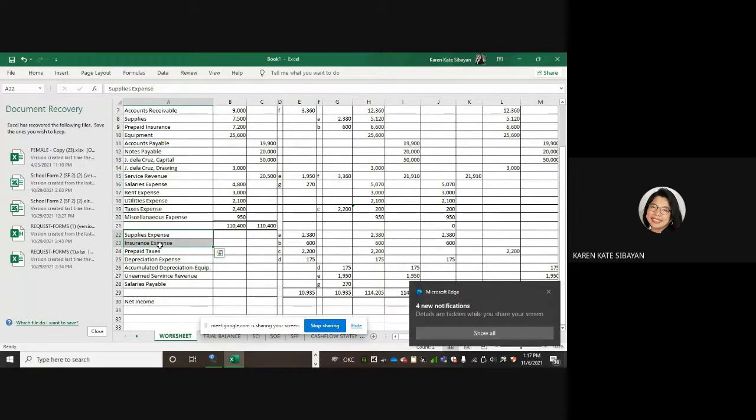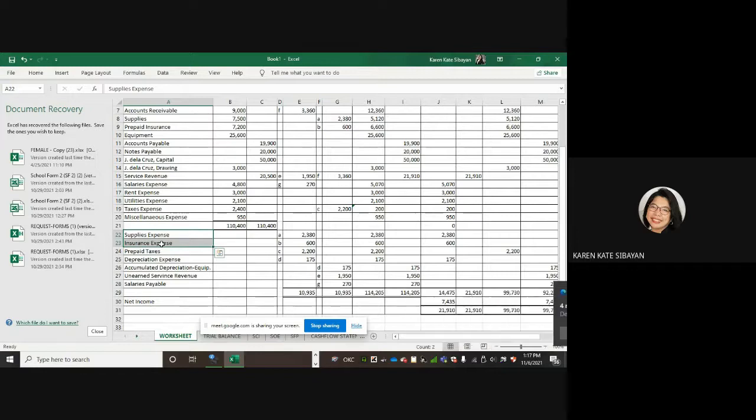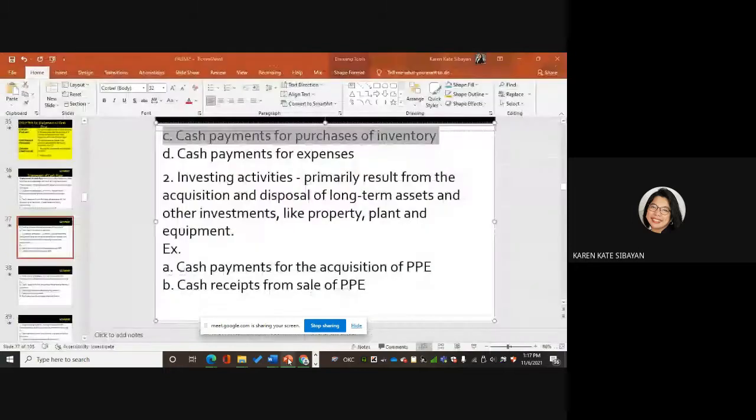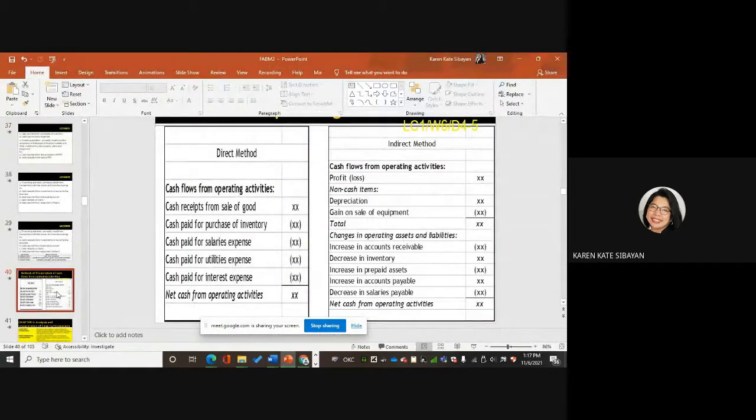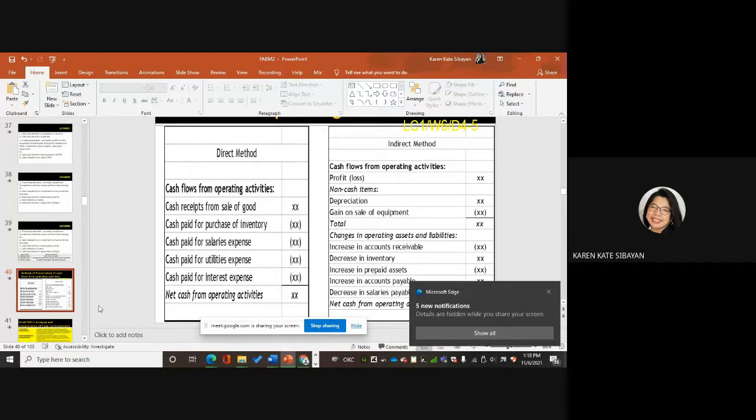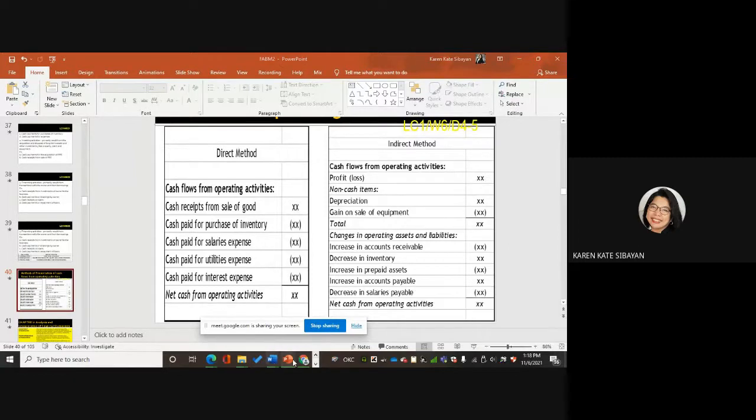So dito, take note, meron tayong dalawang form din pala ng presenting the cash flow statement. Yung, sino nakakaalala? Direct method and of course, indirect method. Okay? So sa palagay nyo, saan tayo? Direct method or indirect method? Okay? Direct method. Back ulit tayo.